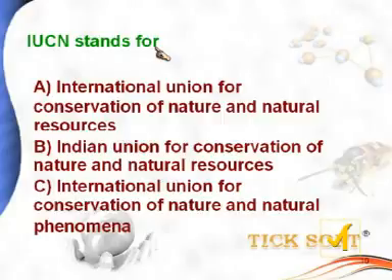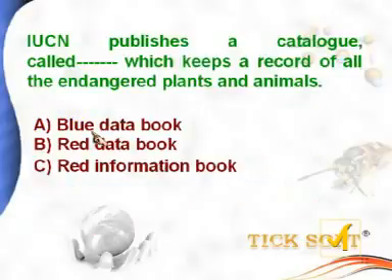IUCN stands for, the options are option A, International Union for Conservation of Nature and Natural Resources, option B, Indian Union for Conservation of Nature and Natural Resources, option C, International Union for Conservation of Nature and Natural Phenomena. Option A is the answer, that is International Union for Conservation of Nature and Natural Resources. This is the expansion for IUCN.